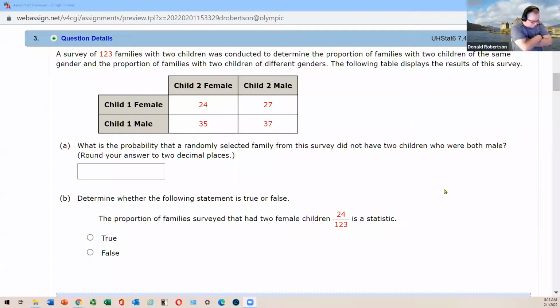The next one in our list, let's show you that one rather than me trying to read it. Here we go. In this next question, we have a table. And this was a survey of 123 families. So I can assume that this adds up to 123.